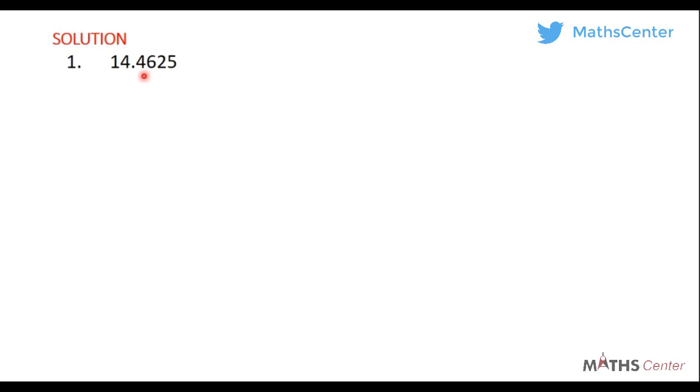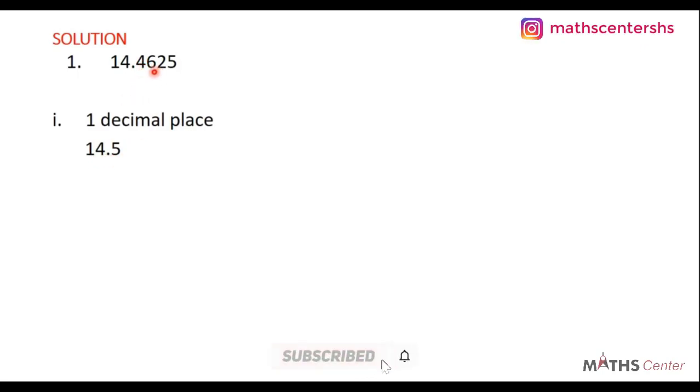So you look for that number. The number in the first decimal place position is 4. Then you look at the number in front of it. This time the number in front of it is 6. If that number is 5 or above, add 1 to the number in the position we are talking about. So here the number in the first decimal place is 4, and the number in front of it is 6, which is 5 or above. So we add 1 to 4 to give us 5. So if you are correcting this to 1 decimal place, you are going to get 14.5. You ignore the rest because we are correcting to just 1 decimal place.